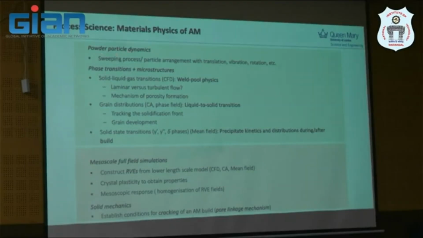So I summarize into the powder dynamics. You need to probably look at particle arrangement, translation, vibration, rotation. So it's actually a large degree of freedom that you need to calculate. Because imagine if your domain has about 10 million powder particles, you may have 30 million variables to vary. So it's almost impossible, I would say, to calculate in such a large degree of freedom. I mean 6 as well, not 3. Sorry, 6. And then you have this phase transition, which again depends on the melt pool here, or you're talking about grain or solid state transition.